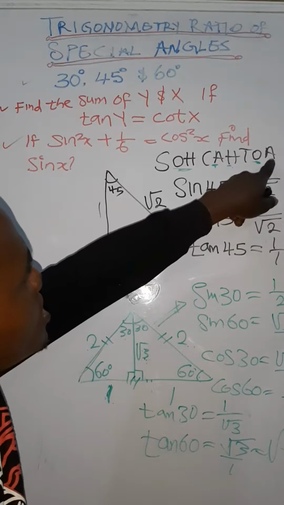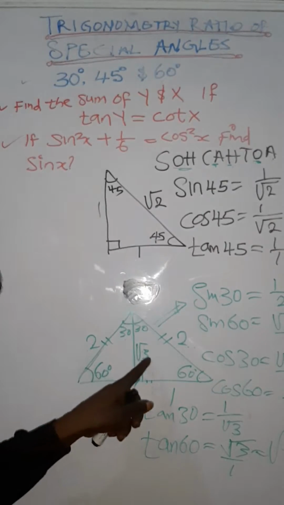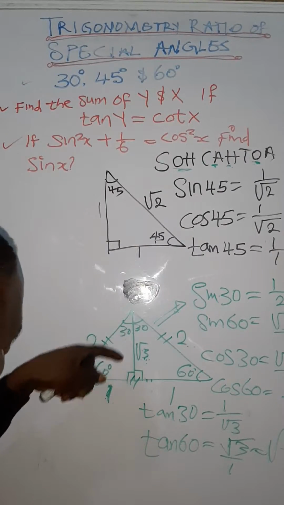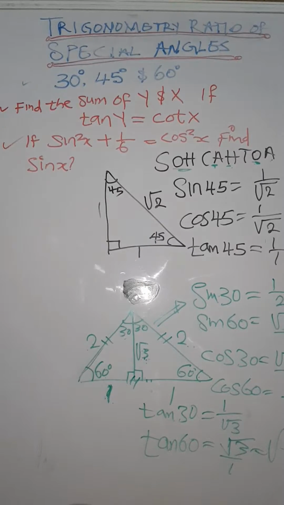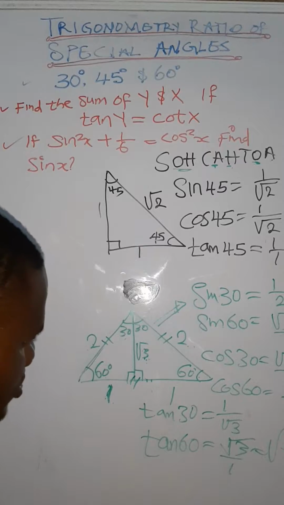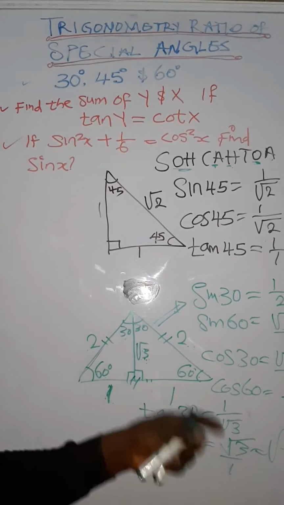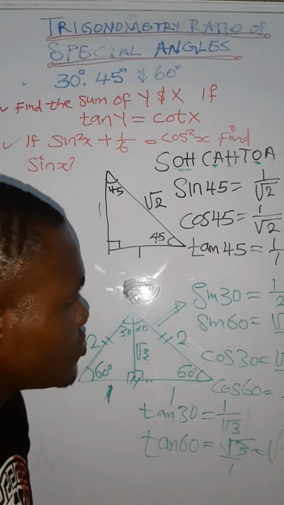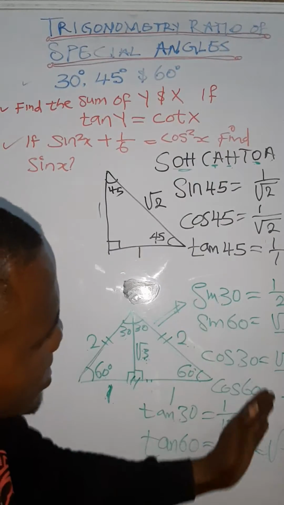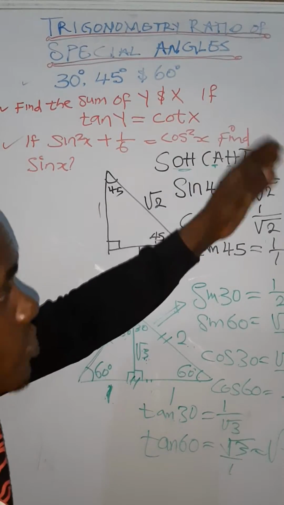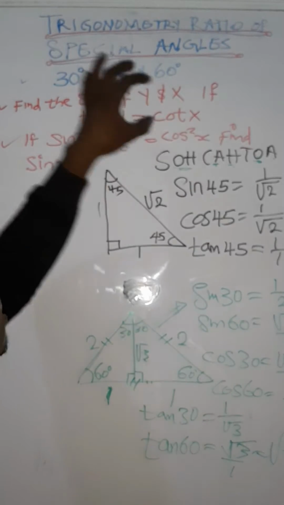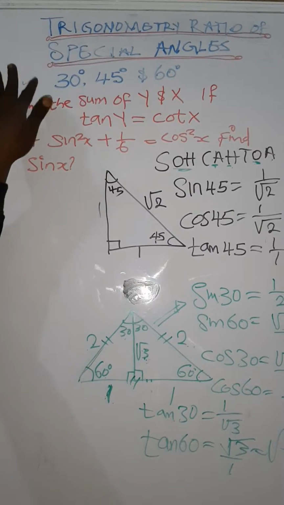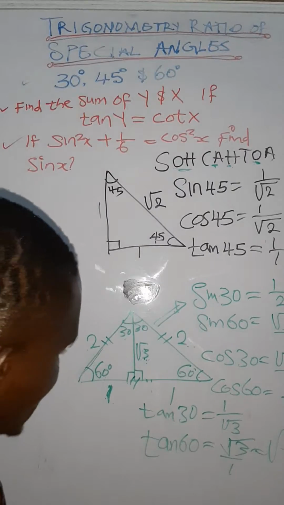Tan is opposite over adjacent. So for 30, opposite over adjacent is 1 over root 3. So here is how to deal with these special angles. These are all special angles in their solved form. If you look at it, you will see how we can use this in solving these two questions.